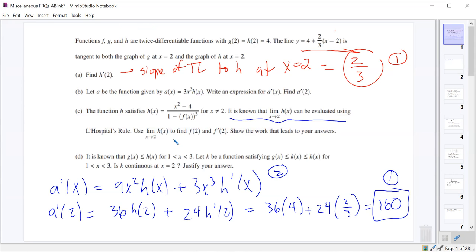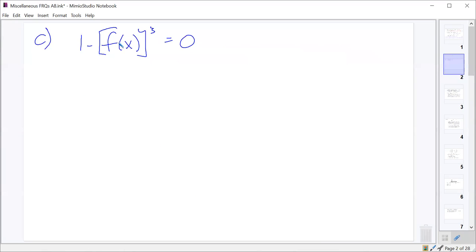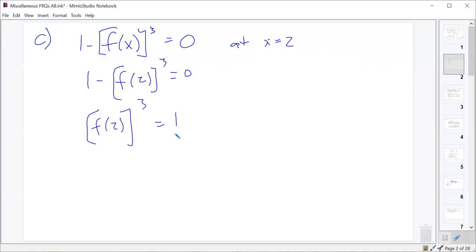So then they say, find f of 2 and find f prime of 2 using the limit as x approaches 2 of h of x. Well, we know that 1 minus f of x cubed equals 0 at x equals 2. So if we're looking for f of 2, we should be able to solve this for f of 2. 1 minus f of 2 cubed is 0, or f of 2 cubed is 1, or f of 2 is 1. Everybody good with that?